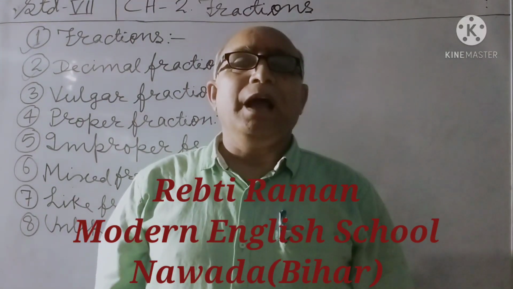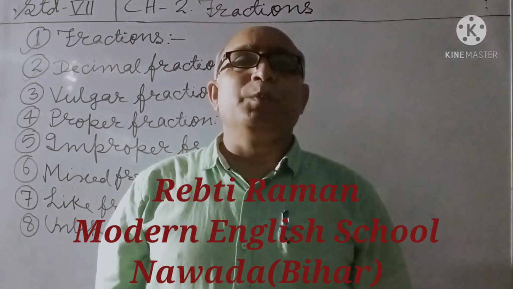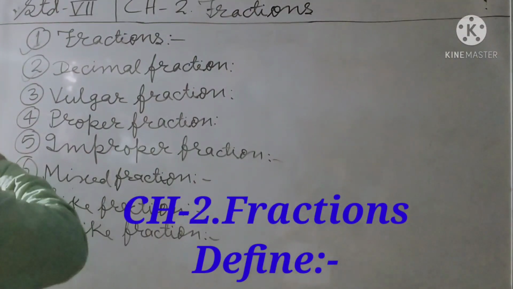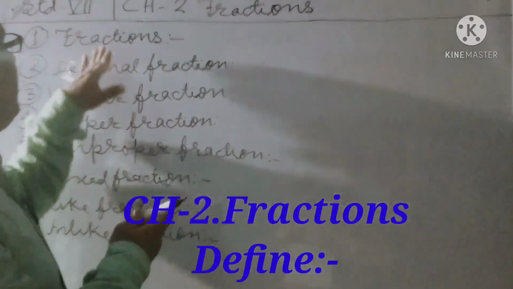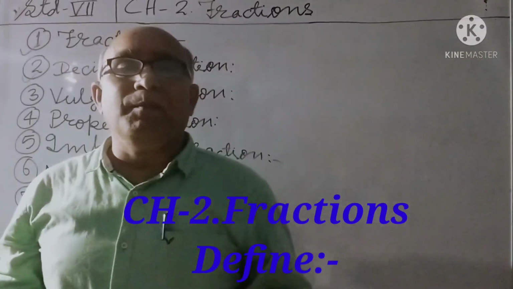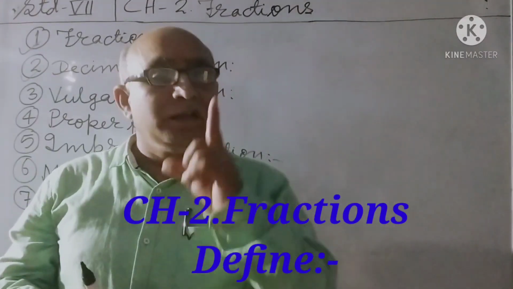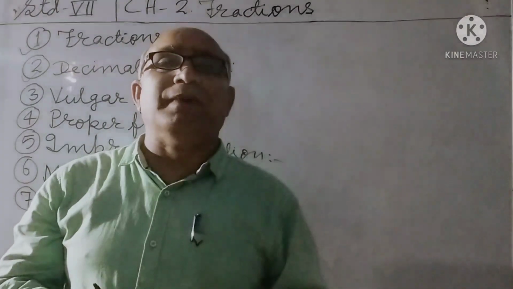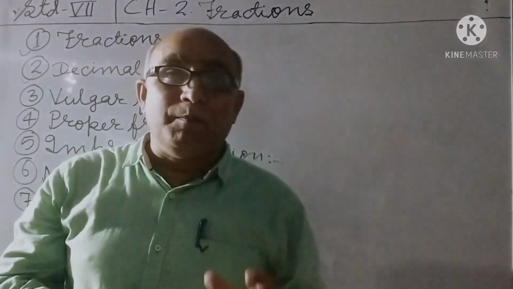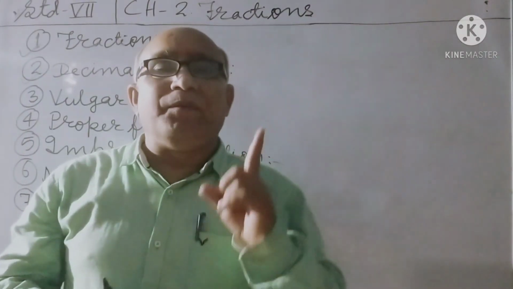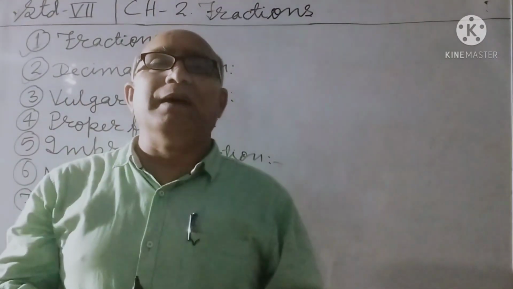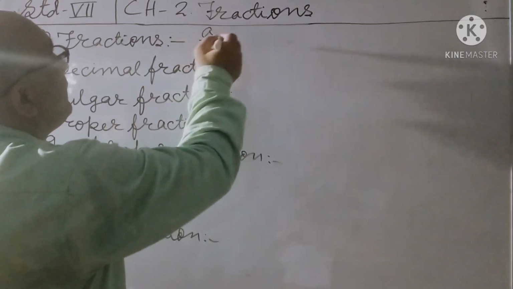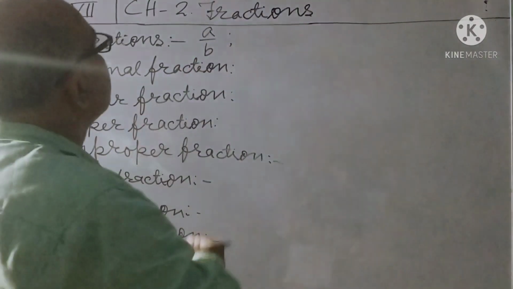Students, today I shall discuss with you fractions of chapter 2. Let us define first the term fraction. Fractions: the numbers of the form a by b, where a and b are natural numbers, are called fractions.